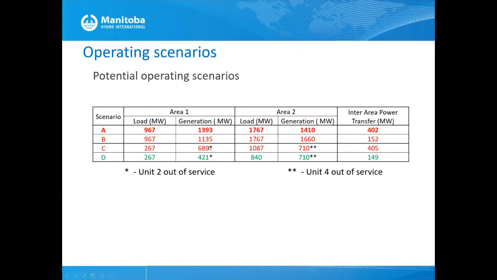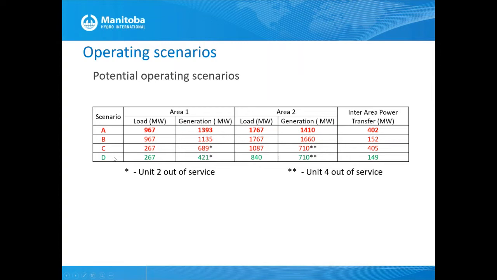And also, because load is decreased, the generation dispatch has changed. Unit 2 from the area 1 side and unit 4 from the area 2 side are out of service. So there's only one unit from each side, and you can see the power transfer from area 1 to area 2 is still about 400 megawatts.